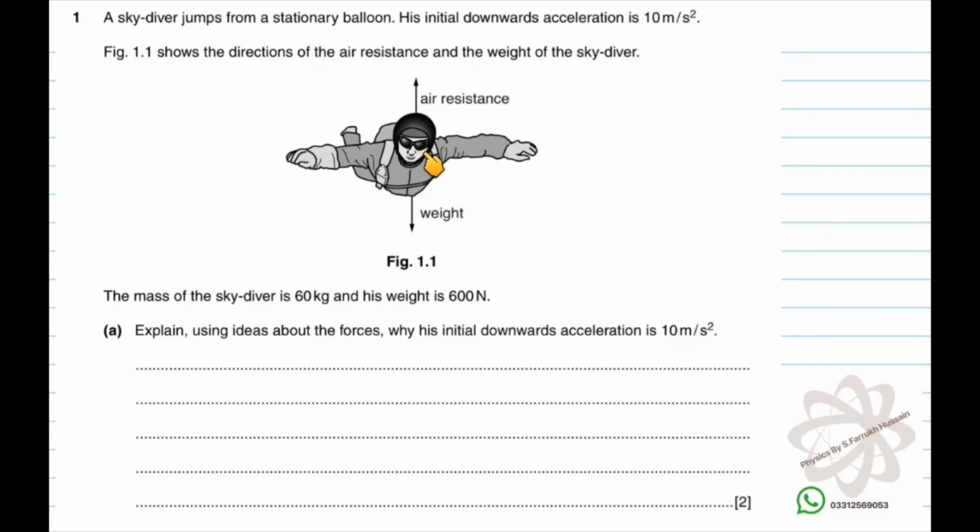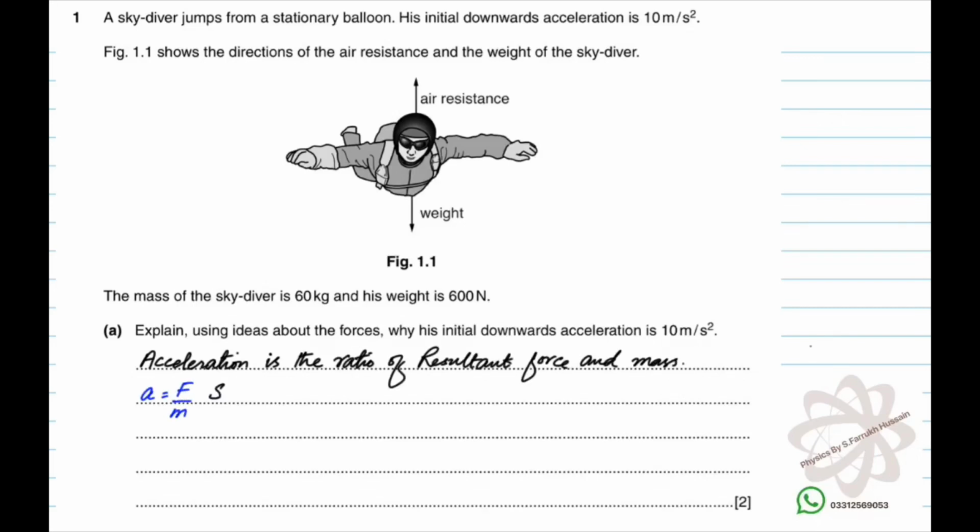So the only force acting on the skydiver at time 0 is his weight. As you know, acceleration is defined as the ratio between resultant force and mass. So a is equal to F upon m, where F is the resultant force. Since the only force acting on the skydiver is his weight, air resistance is 0 and the resultant force will be 600 Newton, the weight of the skydiver. So acceleration is equal to F upon m, where F is 600 and m is 60. So acceleration will be 10 meters per second squared by the calculation.